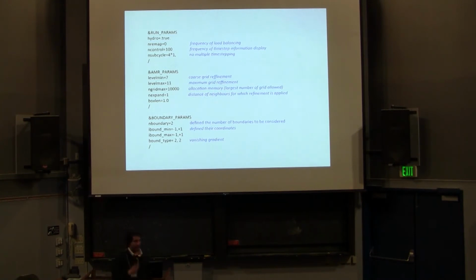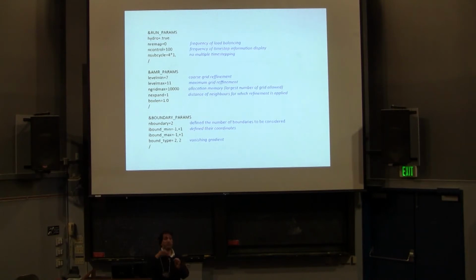Nsubcycle is for this multiple time stepping. I will describe that further on Wednesday. But the idea is that if you have, say, level 1, which is the coarse level, and level 2, which is the refined level, you may want to do 2 time steps at level 2 before you do 1 time step at level 1. Obviously, if only a small fraction of your grid is refined, it's very inefficient to do a time step for the whole grid at the frequency, say, of the refined level.